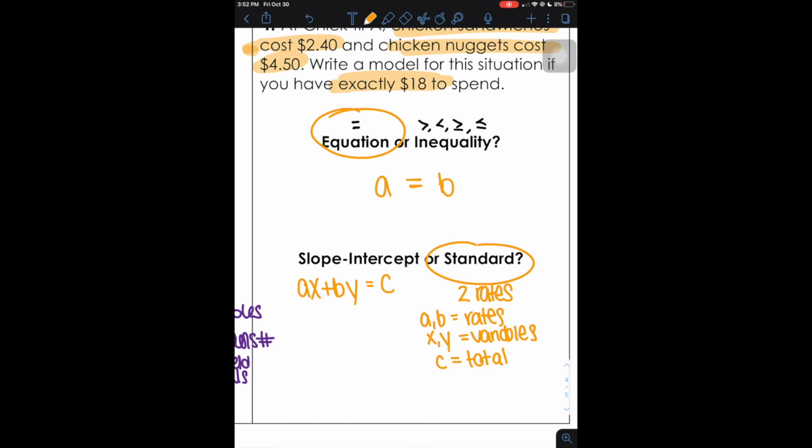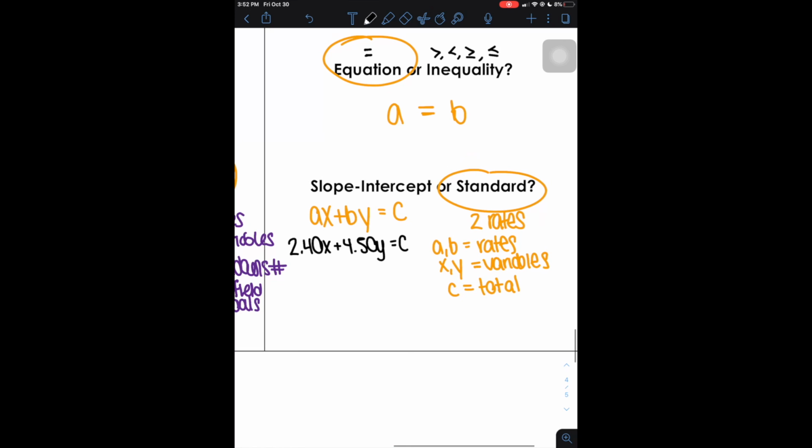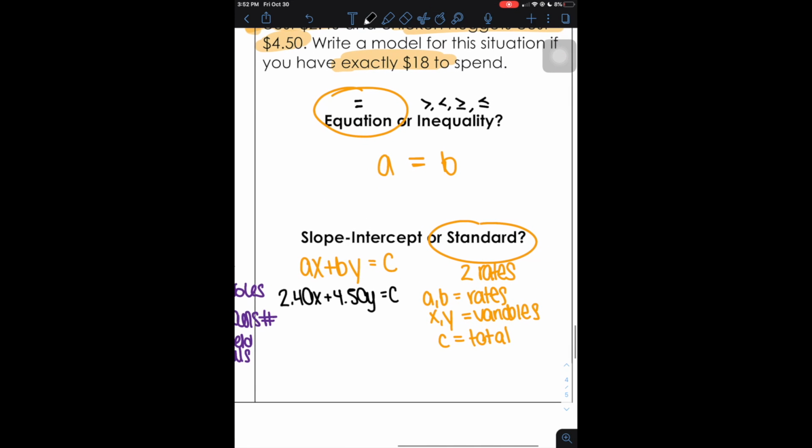And that's going to be for the chicken sandwiches that cost $2.40 a piece. So I'm going to put 2.40x plus $4.50 y. And I'm going to make that equal to C. So now I know that my C is actually going to be $18 for the context of this problem because I want to spend exactly $18.